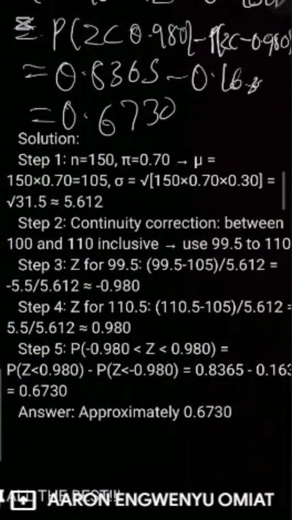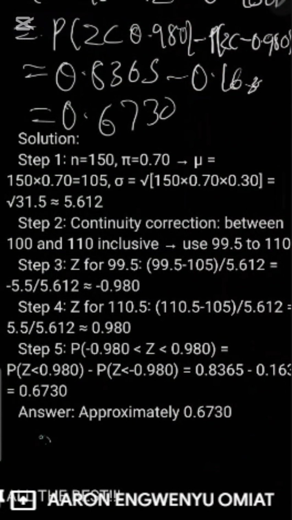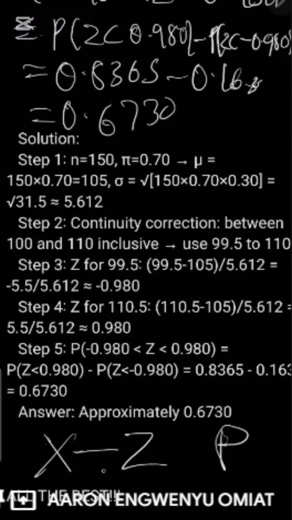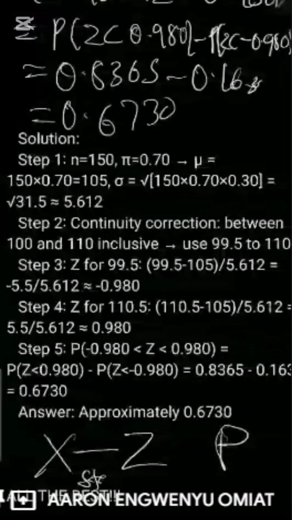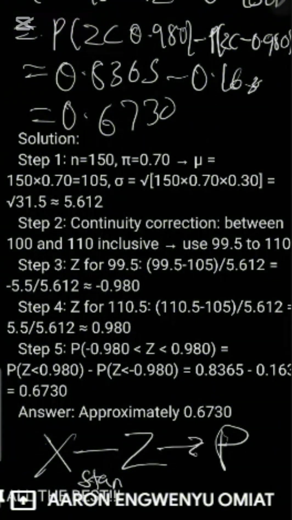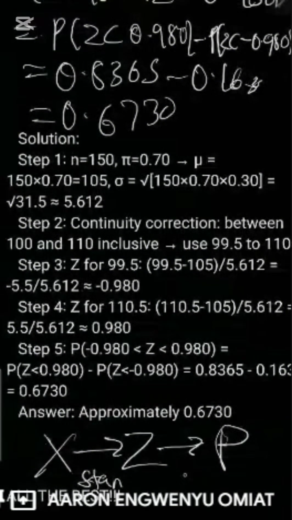So, like always, here we're given X, and they wanted us to find the probability P. So, for X to Z, we just standardize. Then for Z to P, we use the table.